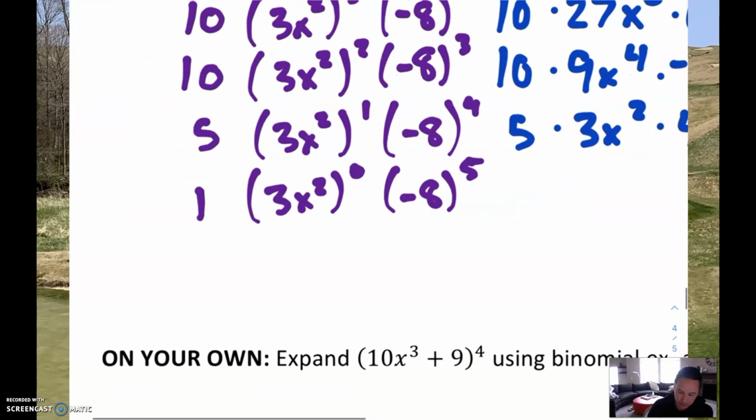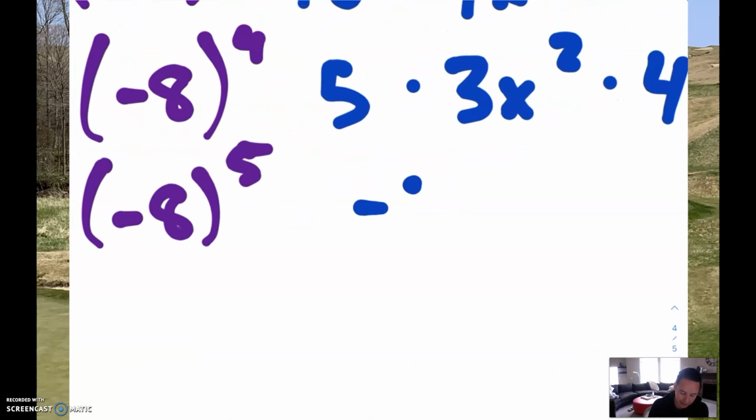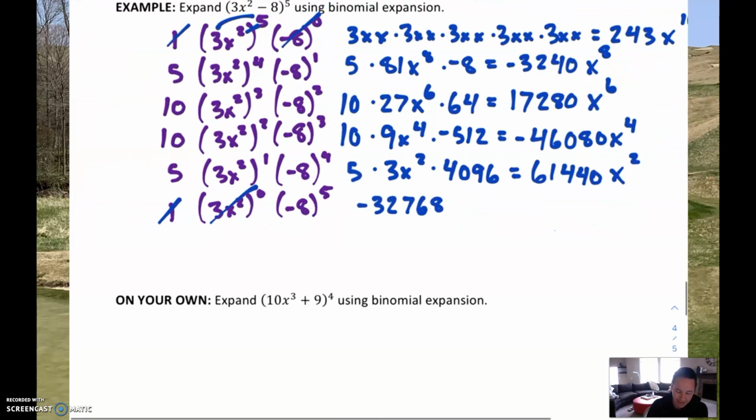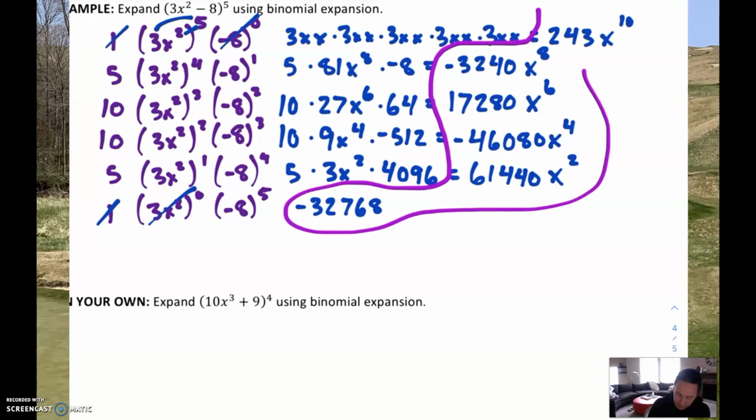And we get to our last one, and we have 1 times 1 is just 1. So we can take 8 times 8 times 8 times 8 times 8, and that's going to give us the negative 8 to the 5th, which is negative 32,768. So your final answer would normally be written horizontally going across. In the interest of time, I'm just going to circle this right here. This is your final expanded polynomial.